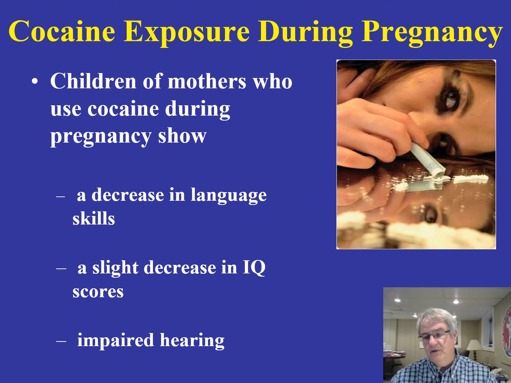Take a look at other kinds of exposures that do lead to that, that is prenatal exposures to things like cocaine, for example, during pregnancy. Children of mothers who use cocaine, there's a number of different deficits that occur. There's decreases in terms of language skills. There's decreases in terms of IQ scores. There's impairment in terms of hearing. So again, these are all outcomes of exposure, in this case, to an illicit drug.